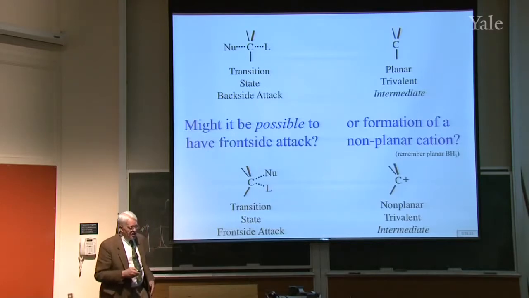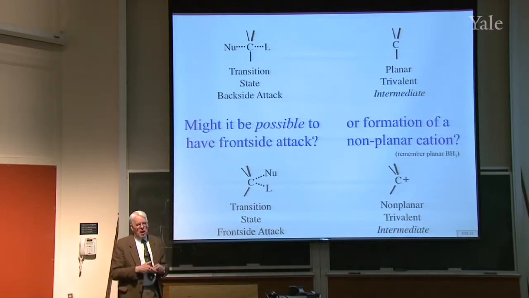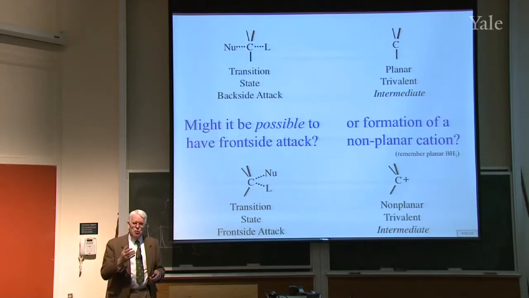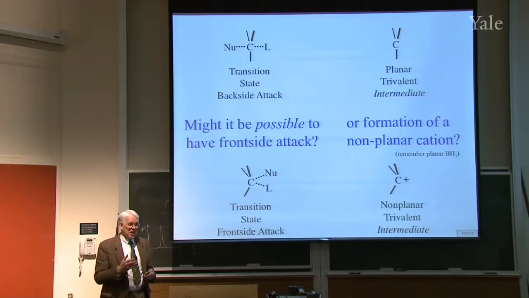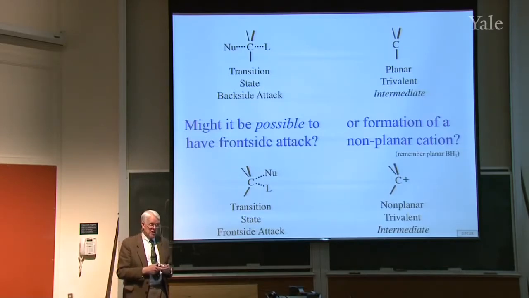So this was the subject of a second really classic experiment in the 20th century. The first one I talked about, which I really love, is that Kenyon and Phillips that proves that it must be inversion. But there's another one that shows that it's not possible to have front side attack, at least it's very, very hard, and it's not possible to have a non-planar cation, at least it's very, very hard.